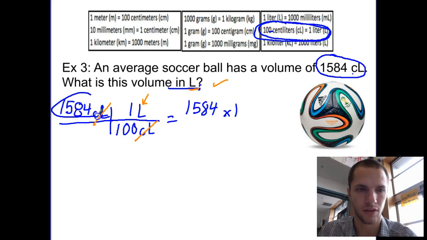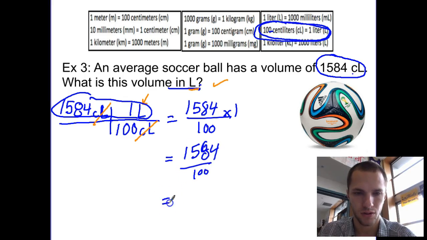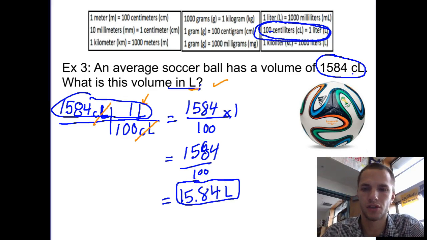So I'm left with 1584 times 1. That's everything on the top, divided by 100. So what does that come out to? 1584 divided by 100, which is the same thing as 15.84 liters. Boom. Let's do one more problem, and this one you should be able to do on your own.